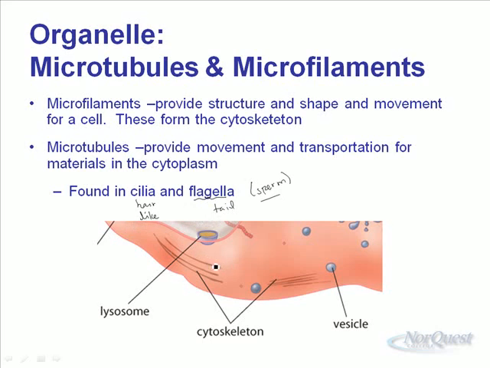So here we see how the cytoskeleton is drawn on the cell. They're drawn as these straight lines that act as almost like girders or support structures for the cell. So that's microtubules and microfilaments.